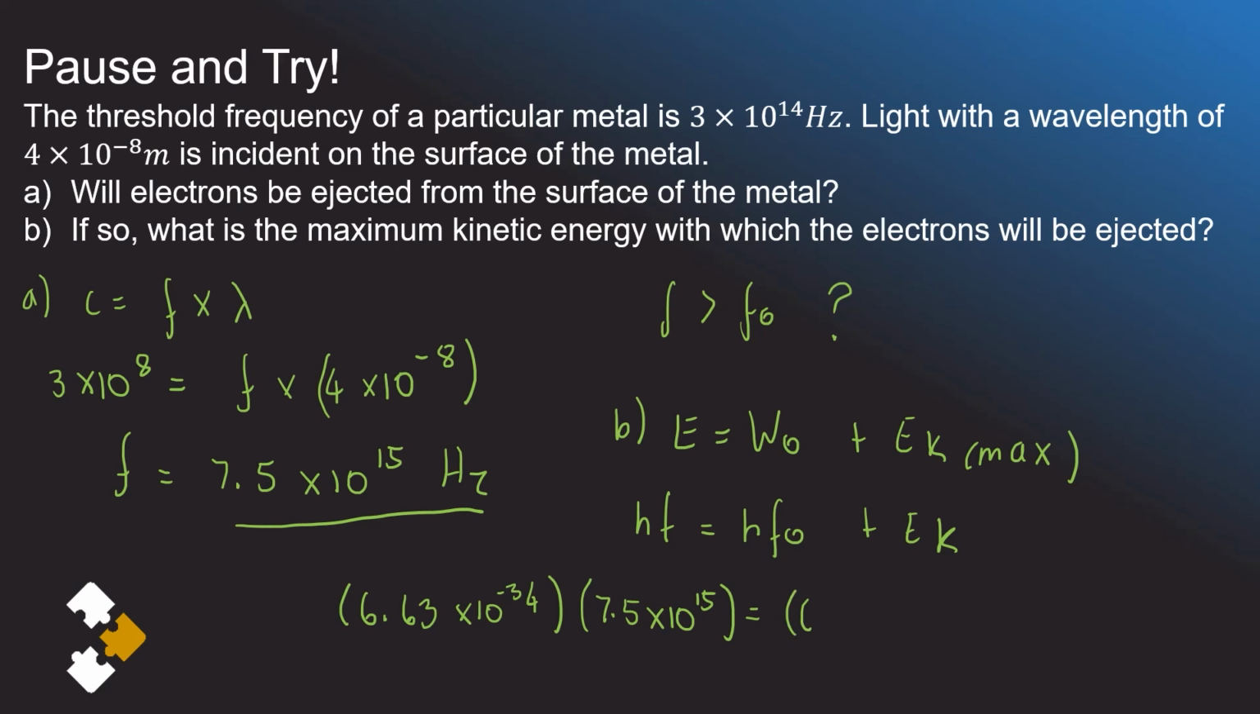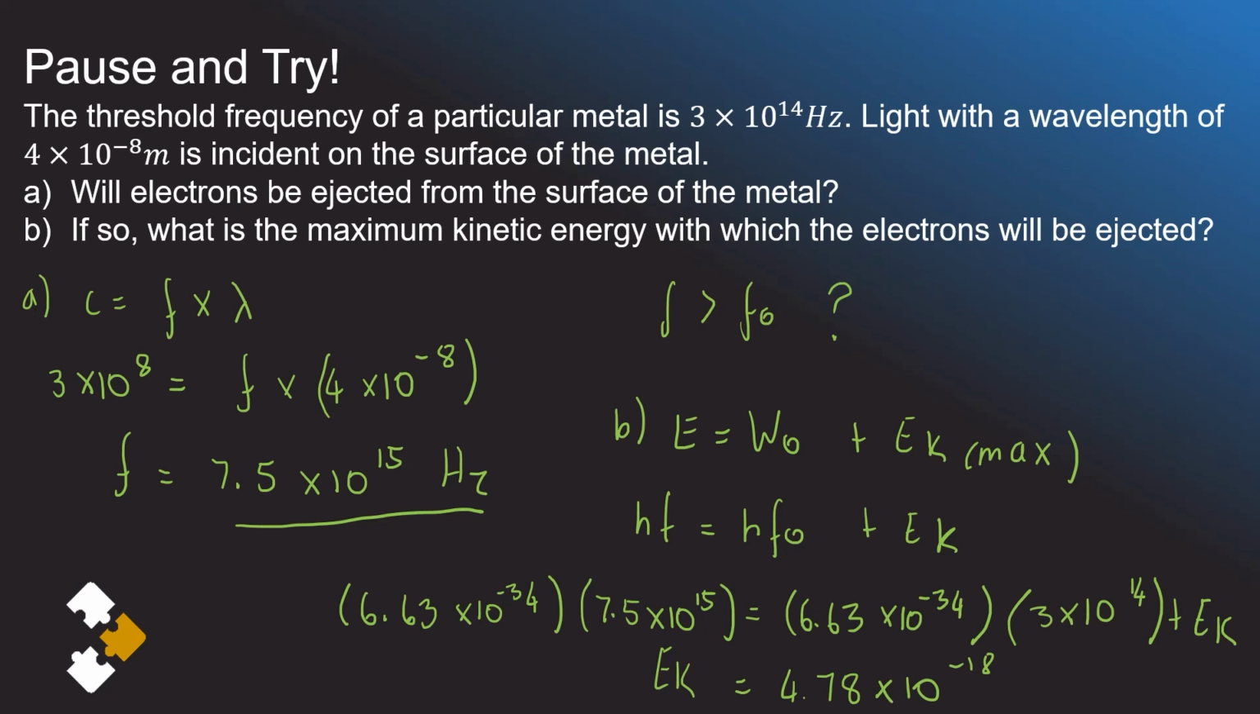Again, Planck's constant is 6.63 times 10 to the negative 34. Our threshold frequency is 3 times 10 to the power of 14. And then we add kinetic energy. So now with a bit of rearranging and calculator work, we can work out our kinetic energy, which comes to 4.78 times 10 to the negative 18, and this is measured in joules.